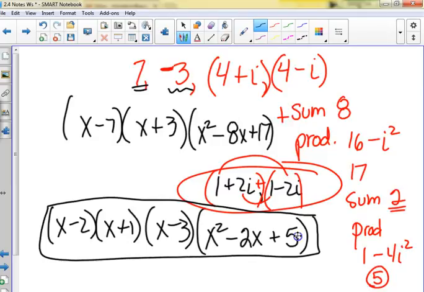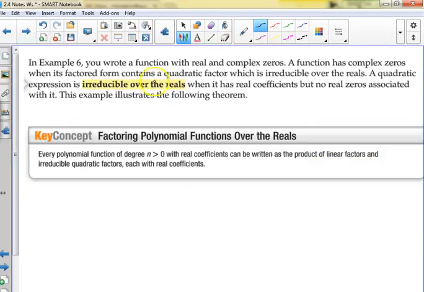All right. You don't have to know that rule. You can just FOIL them out for a good time. Okay. In example 6, you wrote a function with real and complex zeros. A function has complex zeros when its factored form contains a quadratic that is irreducible. Every polynomial function of degree n with real coefficients can be written as a product of linear factors and irreducible quadratic factors. We already talked about this.